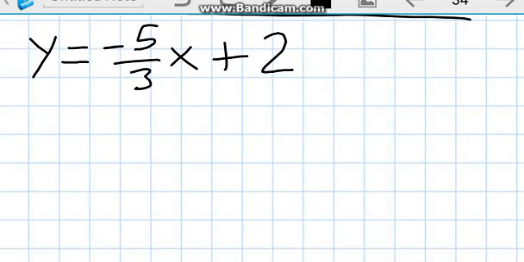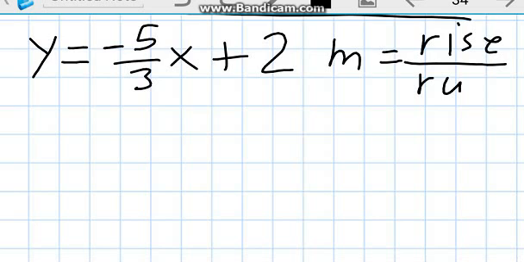There are two ways to go about this. You want to keep in mind that the slope is equal to the rise over the run. And you want to keep in mind that this is the y-intercept. The y-intercept is basically the point where the line crosses the y-axis. So let's draw this graph.